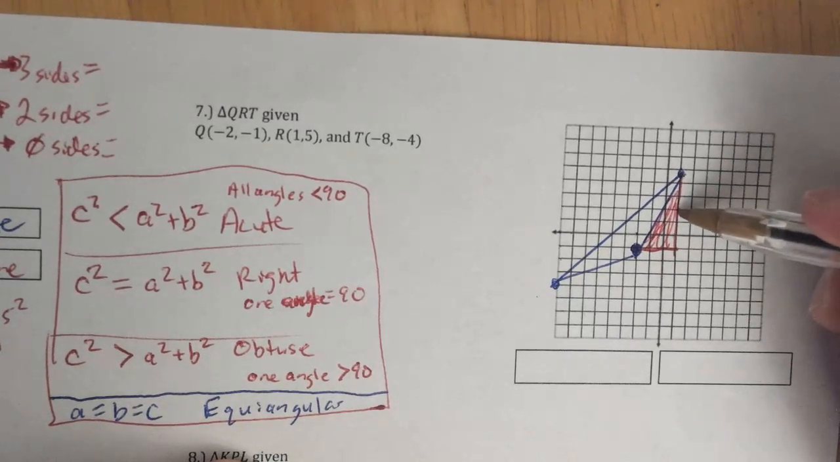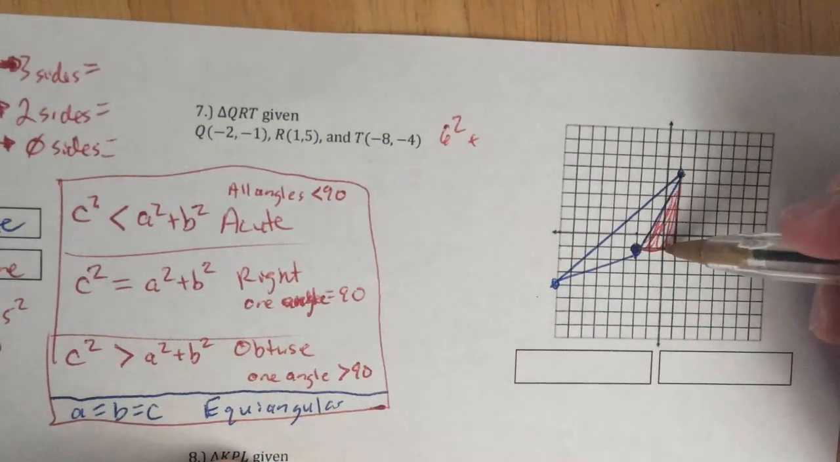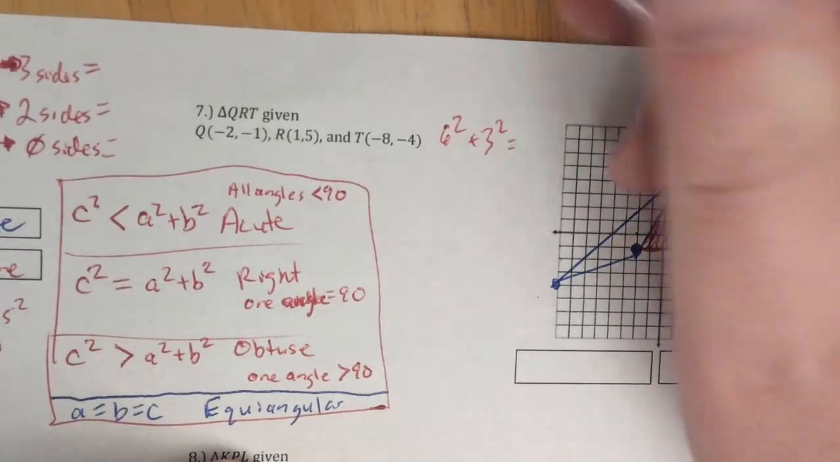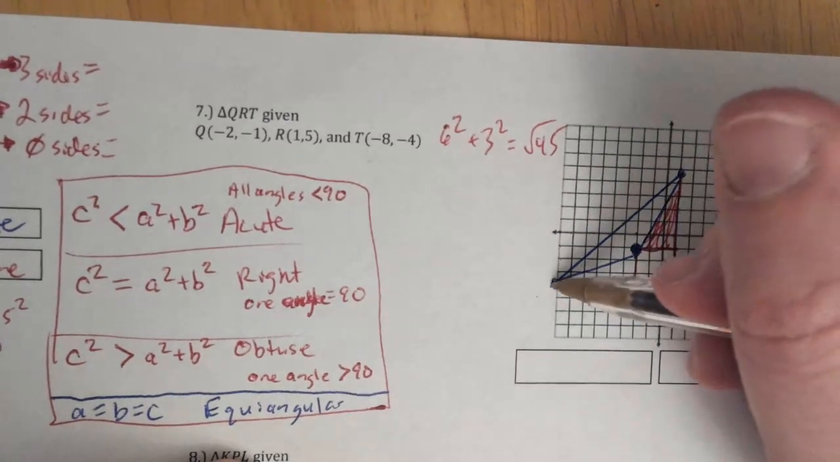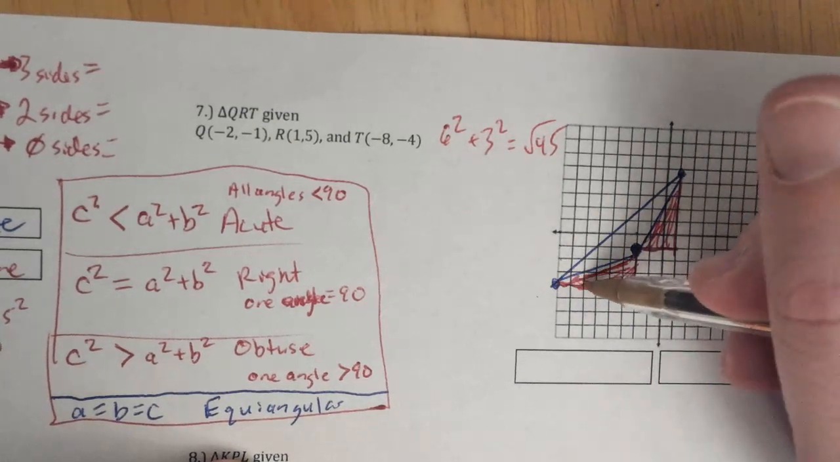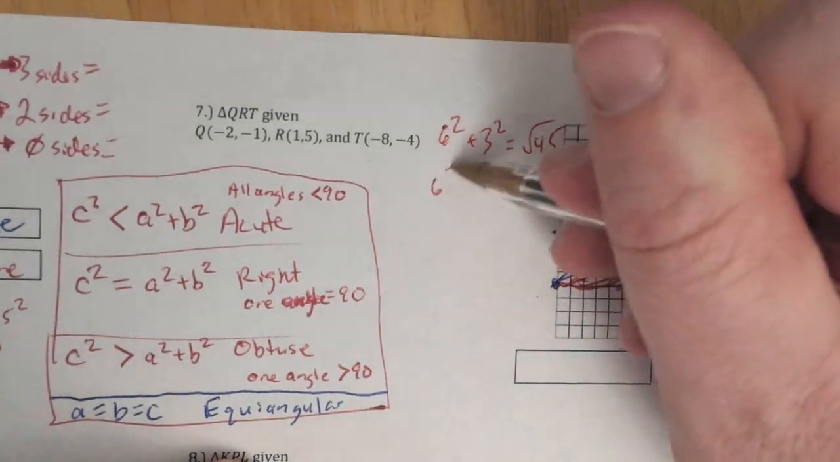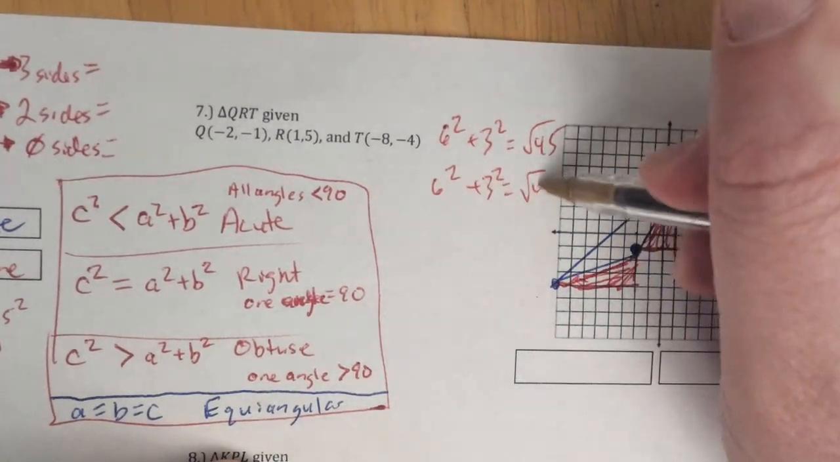1, 2, 3, 4, 5, 6. That's 6 squared plus 1, 2, 3. 3 squared. And we got the square root of 45. All right, here, this right triangle. Always start at the point. 1, 2, 3, 4, 5, 6. So 6 squared plus 1, 2, 3. That's 3 squared, and that's the square root of 45 again.